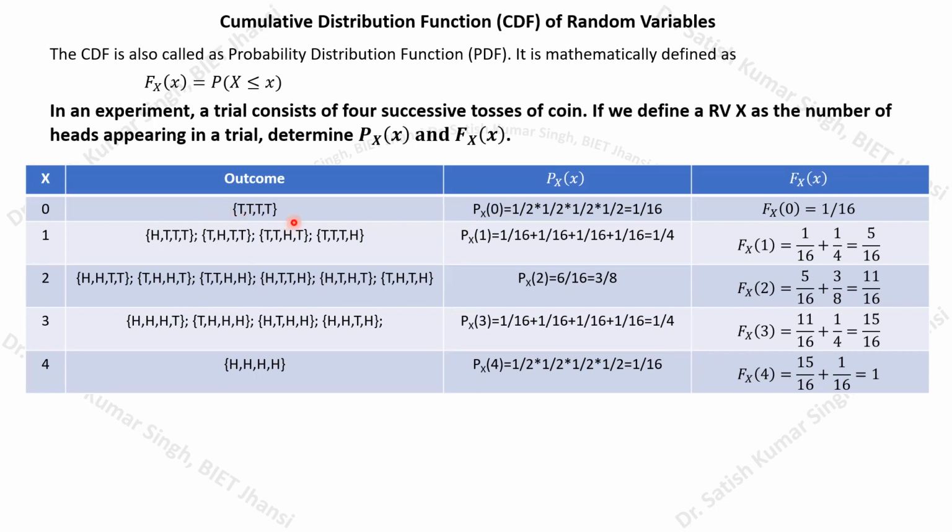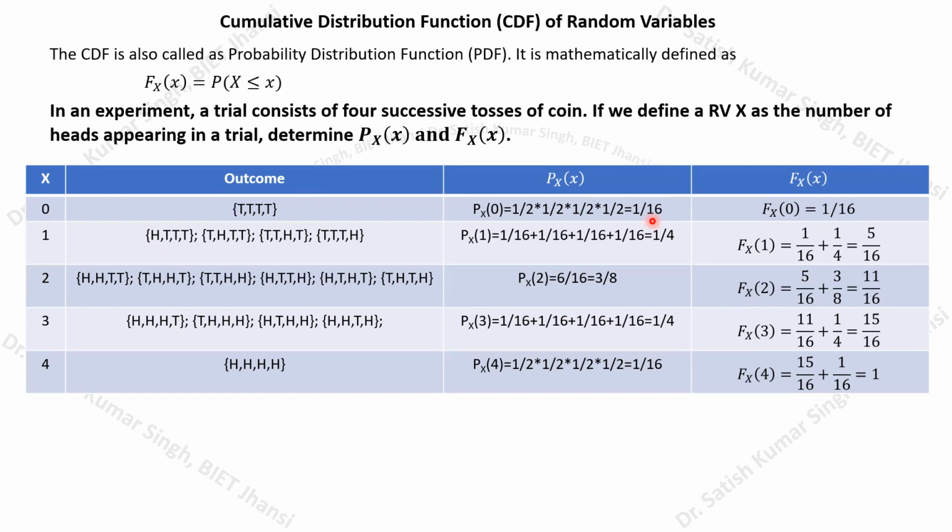So for getting this 4 times in succession, the probability will be 1 by 2 multiplied with 1 by 2, again multiplied with 1 by 2, multiplied with 1 by 2. It is nothing but a joint probability of getting this sequence. So here P_X(0) will be 1 by 2 multiplied 4 times, and this value will come out as 1 by 16. This way we can calculate this probability.